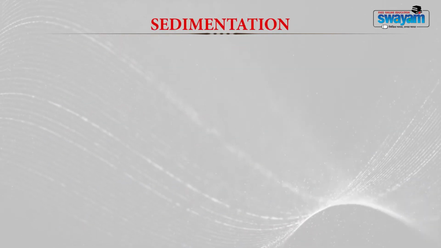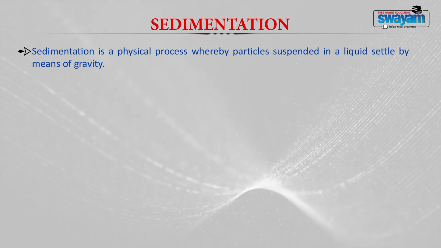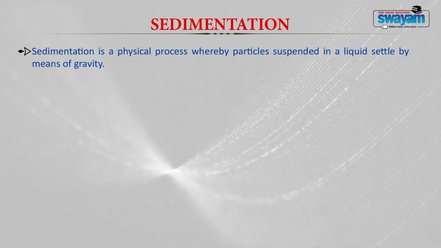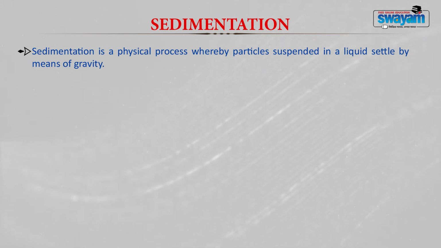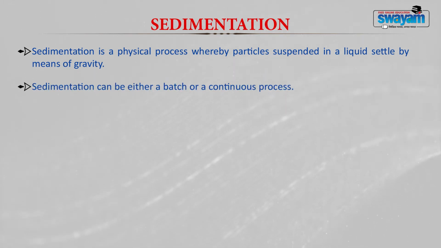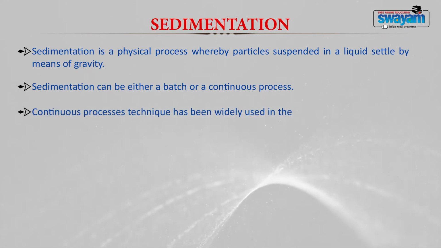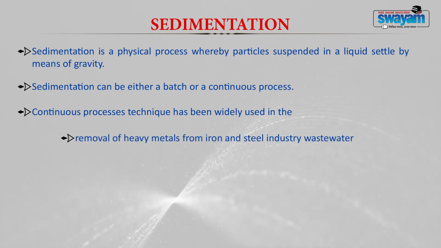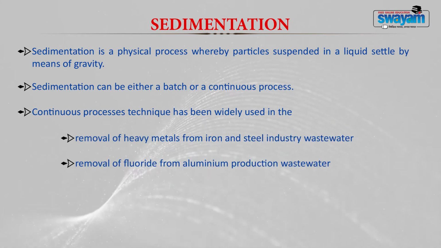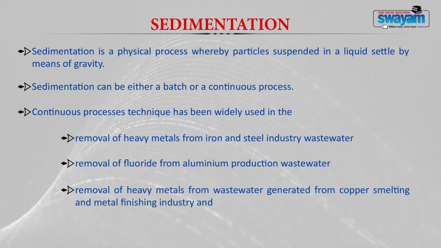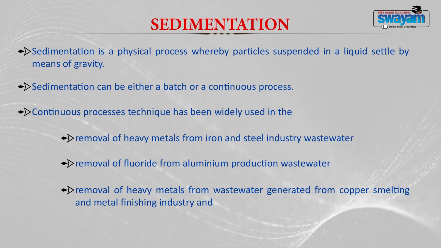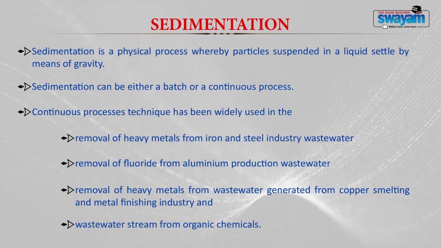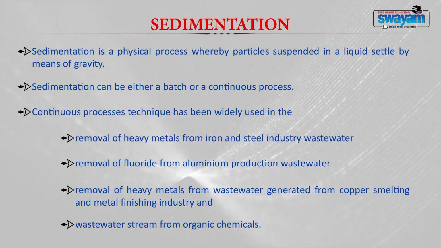The third one is sedimentation. Sedimentation is a physical process where particles suspended in a liquid are allowed to settle down under gravity. Sedimentation can be done either as a batch process or a continuous process. The continuous process technique is widely used for removal of heavy metals from the iron and steel industry, removal of fluoride from aluminum production wastewater, and heavy metals from wastewater generated from copper smelting and metal finishing industries. Also, you can remove organic chemicals from the wastewater stream using this method.